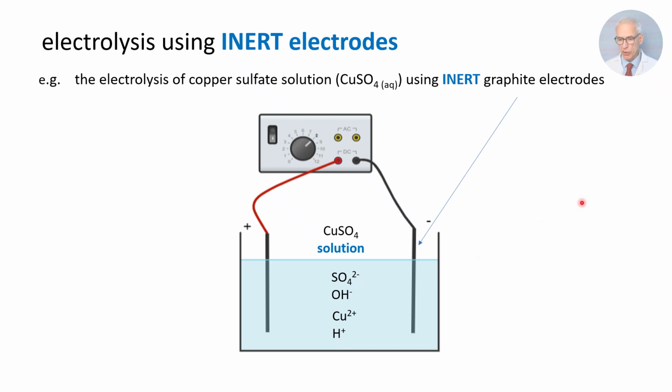What is the product at the cathode? Can you identify the product and write an ionic half equation to explain its production? Stop, restart when you've done it.